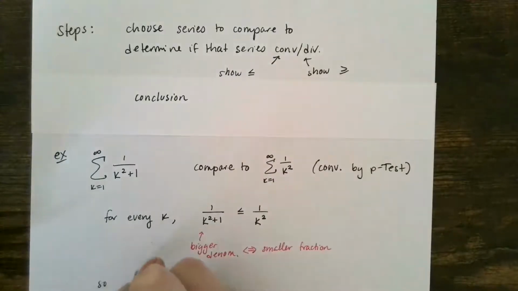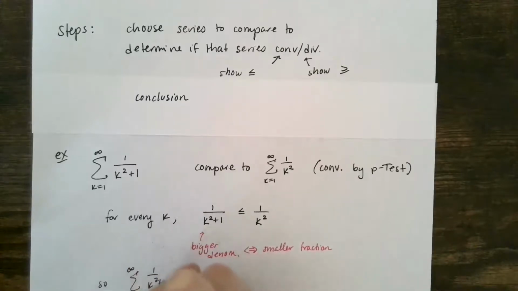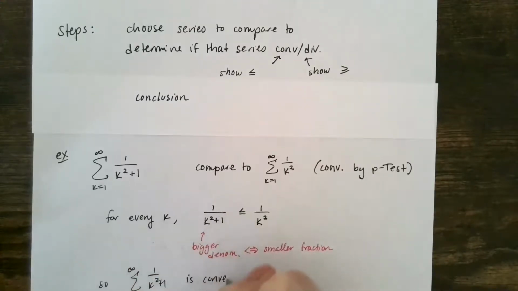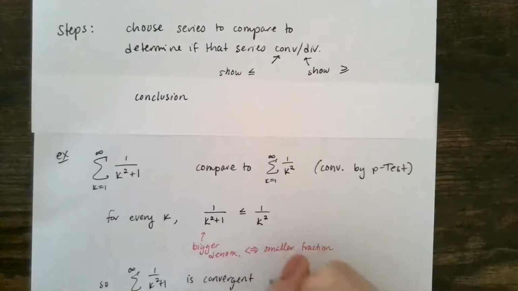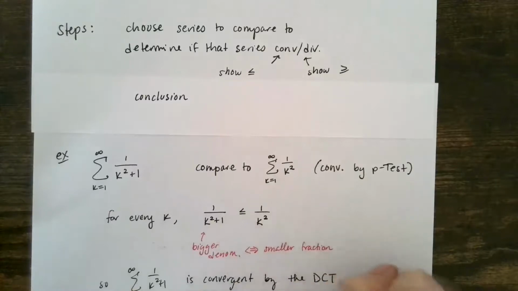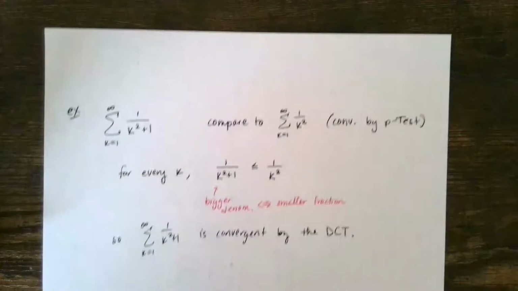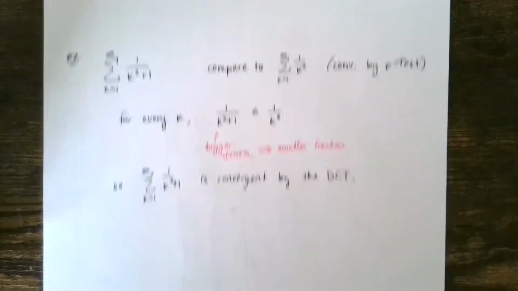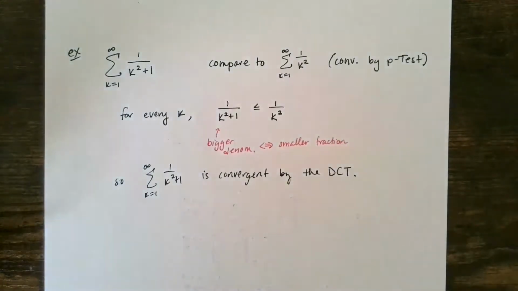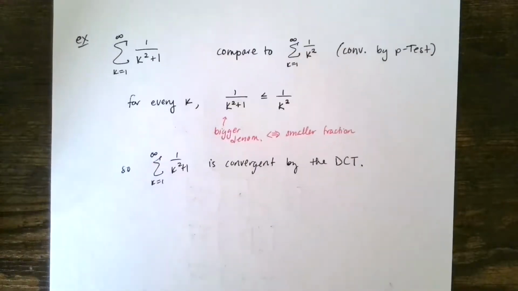So the series that I started with is convergent. And if we're being really thorough, we would say it's convergent by the direct comparison test. Notice how one tiny change to this series and the direct comparison test would actually not be helpful.